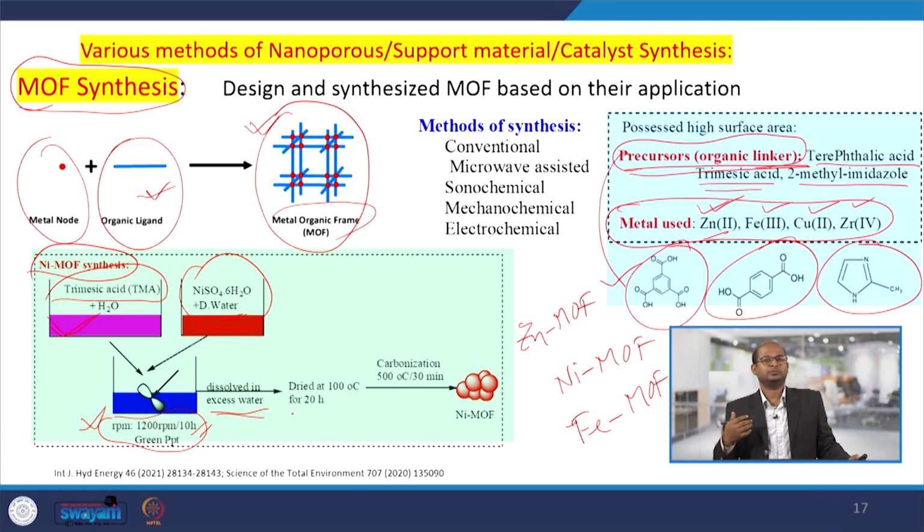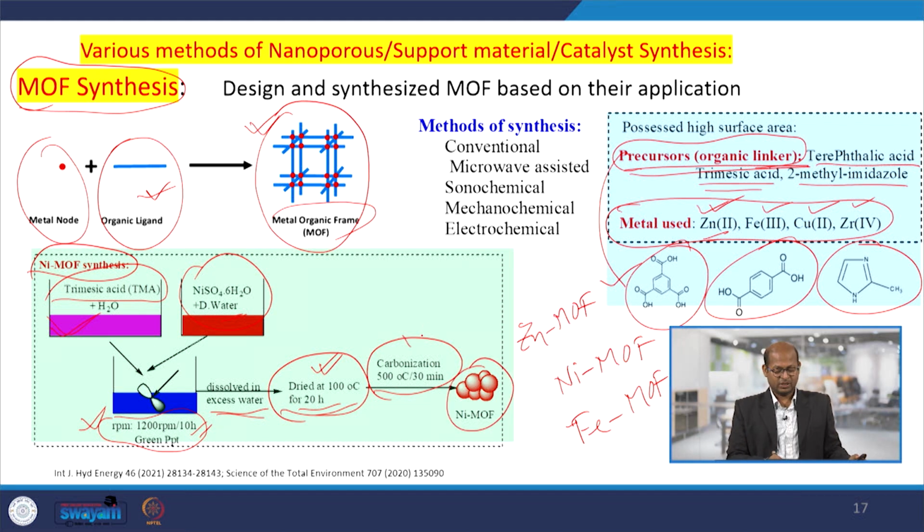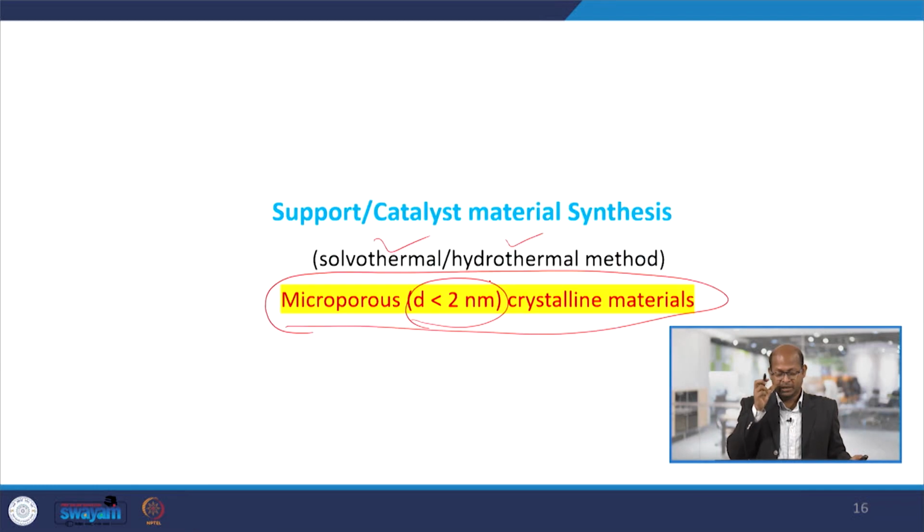Then we have to do washing, filtration, and drying. The materials would be dried at 100 degrees centigrade, let us say 15 to 20 hours. Then we can do the carbonization or heat treatment. Then excess organic compounds or other materials will be removed, and stable nickel MOF compounds having different structures we can synthesize. Okay.